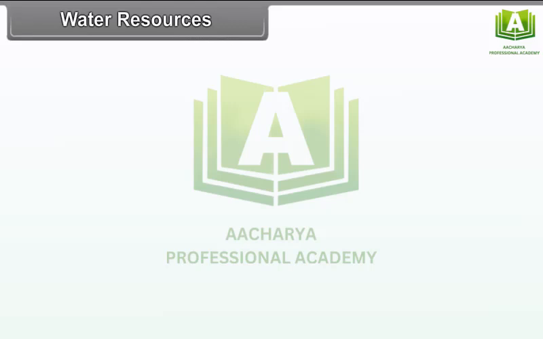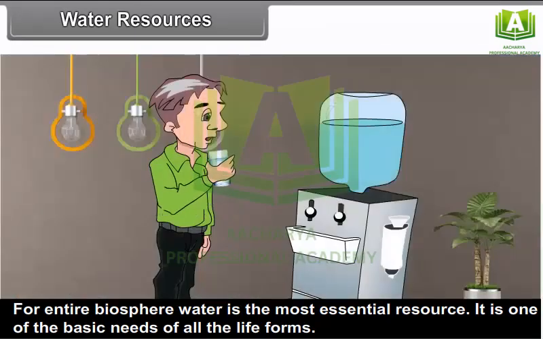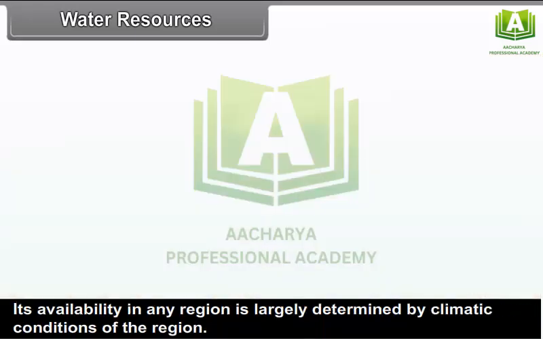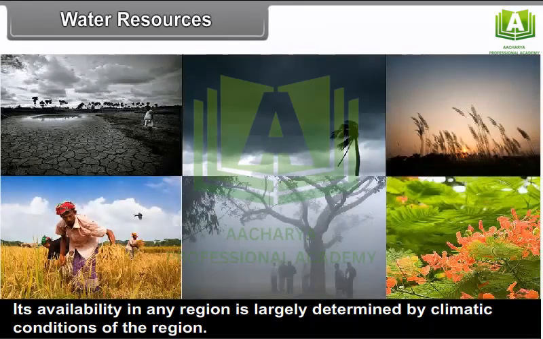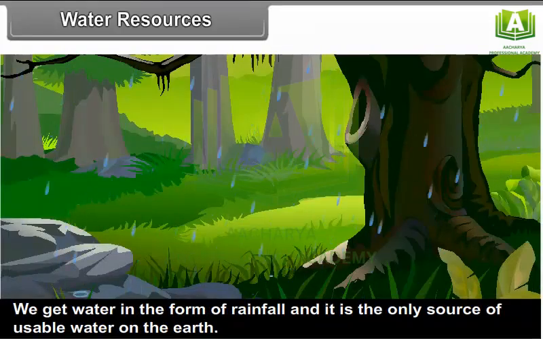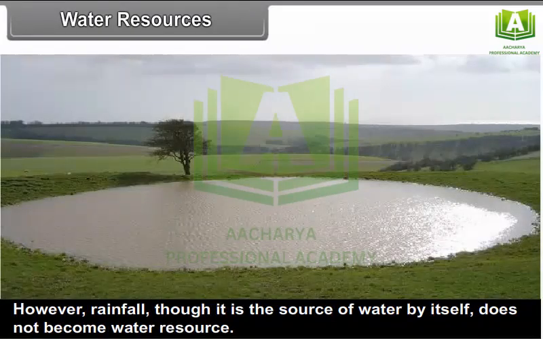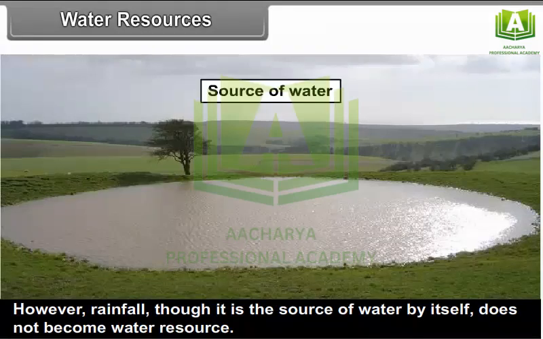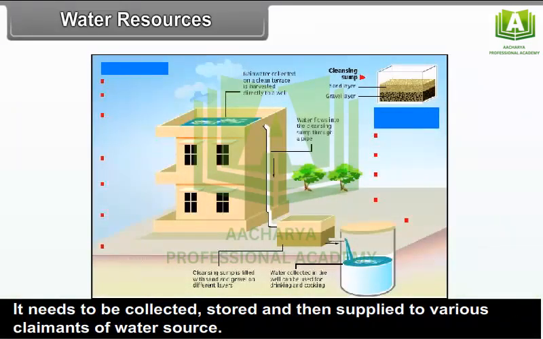Water resources. For the entire biosphere, water is the most essential resource. It is one of the basic needs of all life forms. Its availability in any region is largely determined by the climatic conditions of the region. We get water in the form of rainfall, and it is the only source of usable water on the earth. However, rainfall, though it is the source of water by itself, does not become a water resource. It needs to be collected, stored, and then supplied to various claimants of water resource.